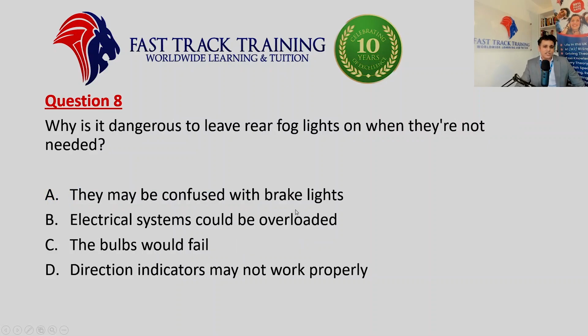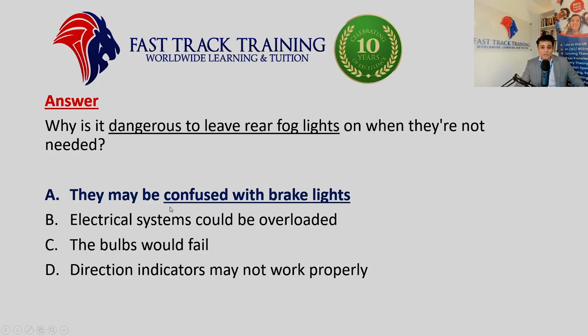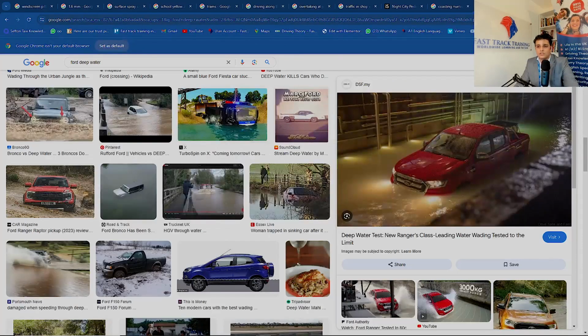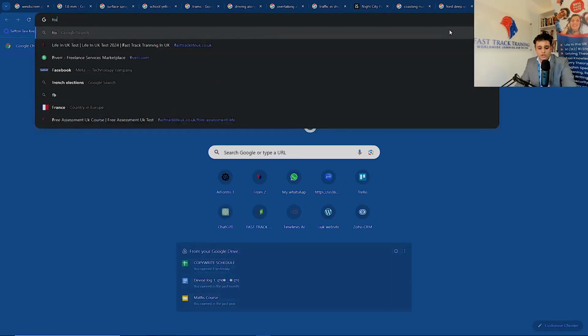Why is it dangerous to leave rear fog lights on when they're not needed? They may be confused with brake lights, electrical systems could be overloaded, the bulbs would fail, direction indicators may not work properly. The correct answer is they may be confused with your brake lights. So having your fog lights on can be the same as your brake lights.